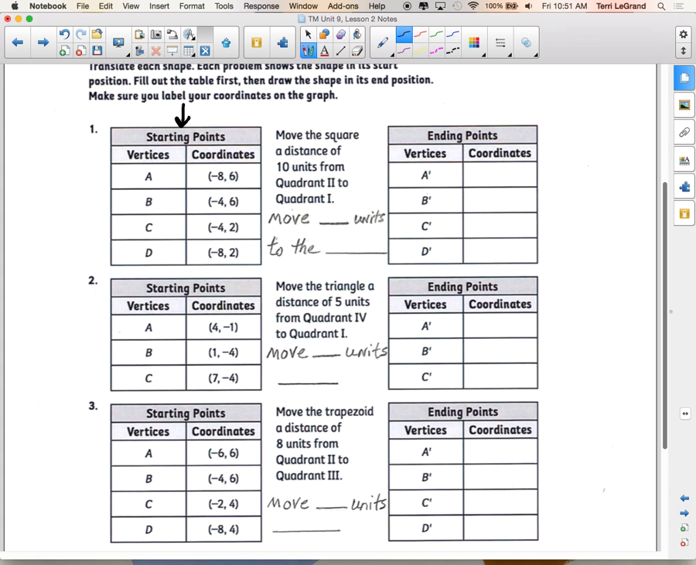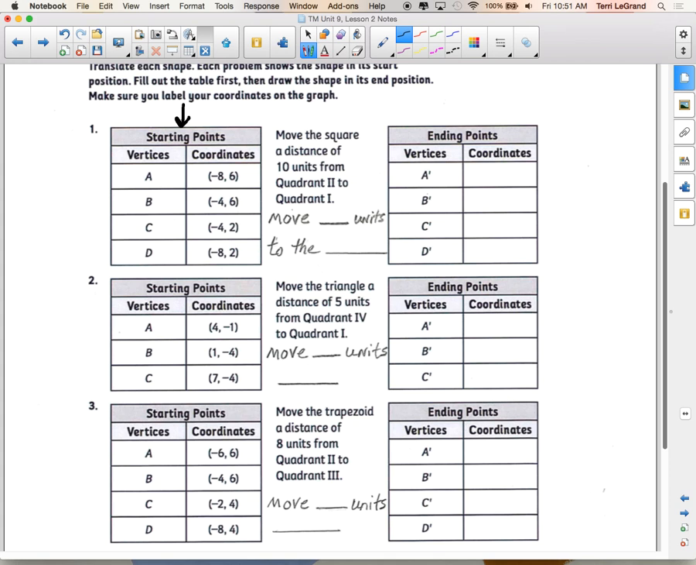Anybody know what this translation is? It doesn't even have to move all the way over to another quadrant, but anybody know the word that is associated with the translation? Is it a turn, a flip, a slide, or what? It's a slide. When we translate, we slide it. Okay? So we're going to do some translations.